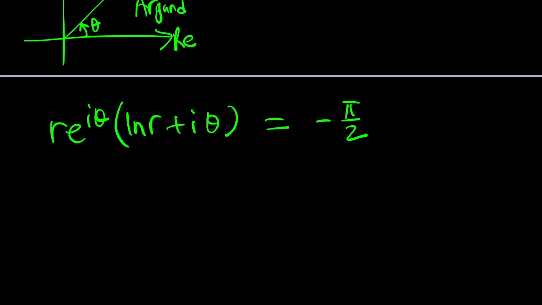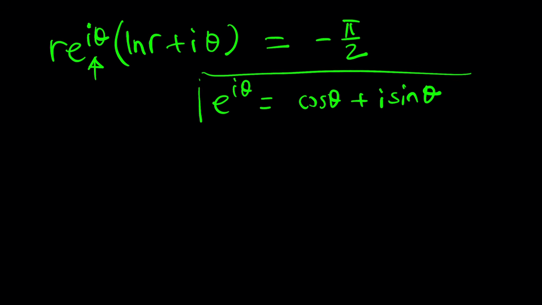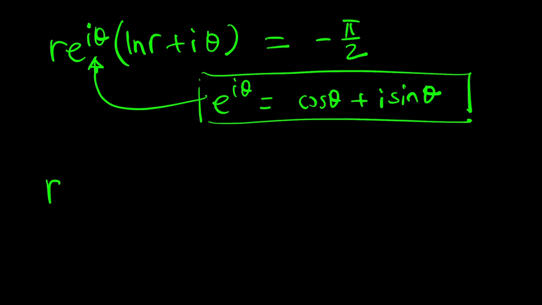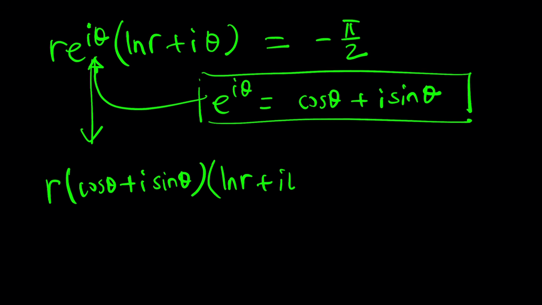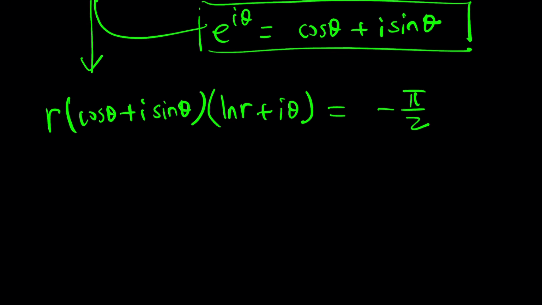How? First of all, even though I told you this is a pretty compact version, Euler's formula gives us another version of this. So e to the i theta can also be written as cosine theta plus i sine theta, which is awesome because this brings us the most beautiful equation, and we're going to use that right here. Okay, let's do that. So we get r times cosine theta plus i sine theta, which replaces e to the i theta from here. And then that is multiplied by ln r plus i theta, which is the natural log. And this is equal to negative pi over 2. Looks simple, right? Kind of.